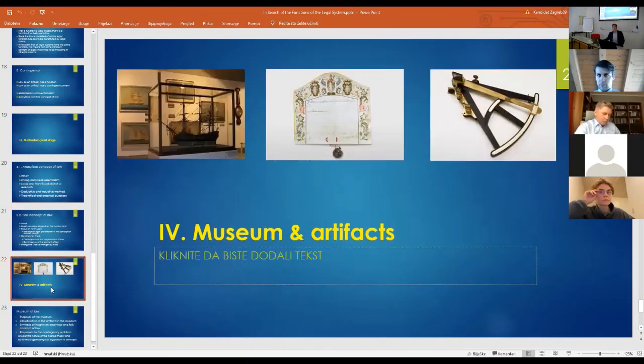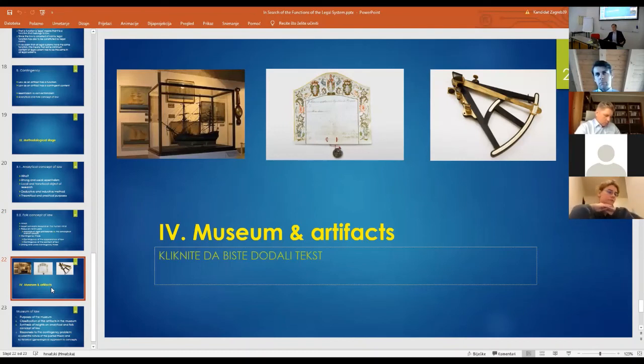At the end, I don't know what my time frame is, but what we could try with these two concepts, the analytical concept and the folk concept, is to think about, okay, we're talking about artifacts. What is the best place to place artifacts? The best place to place artifacts is a museum. And we could make this mental experiment to try to think about a museum of law.